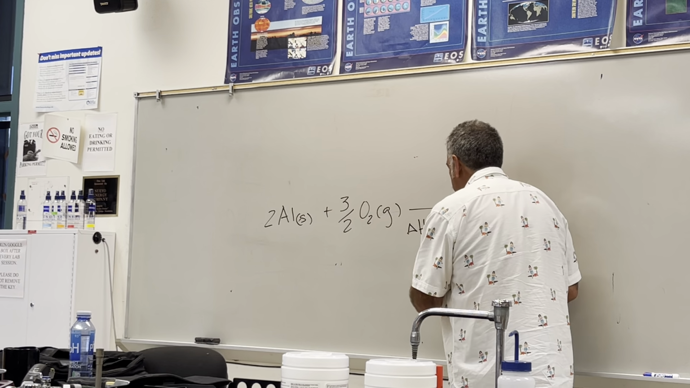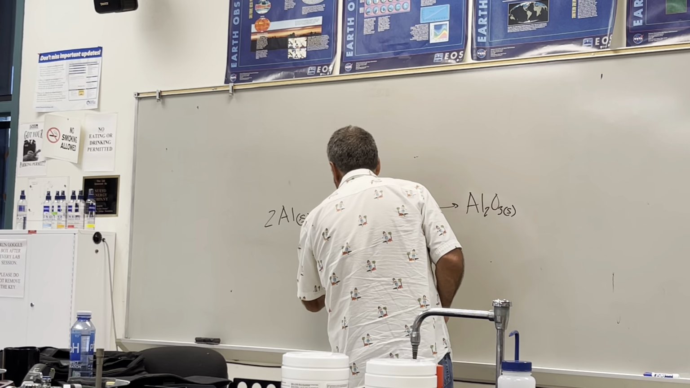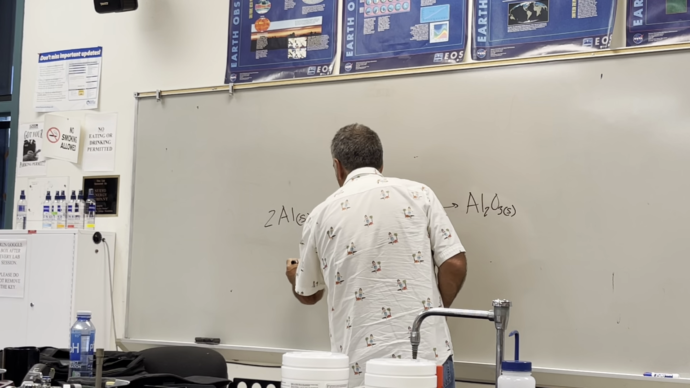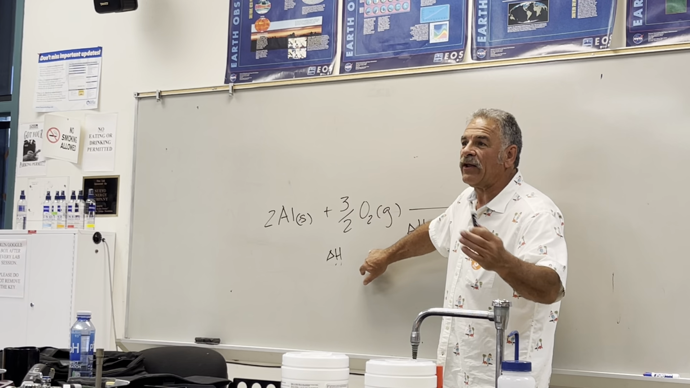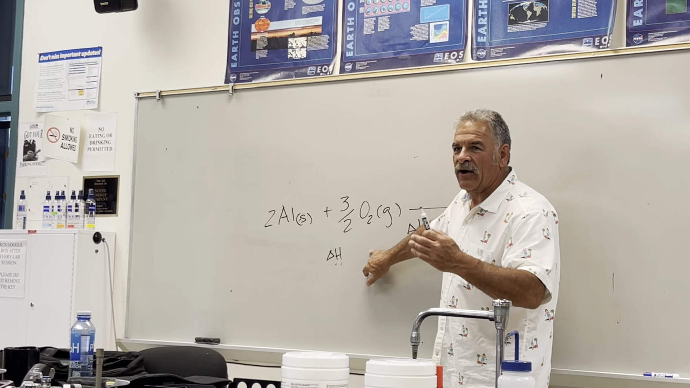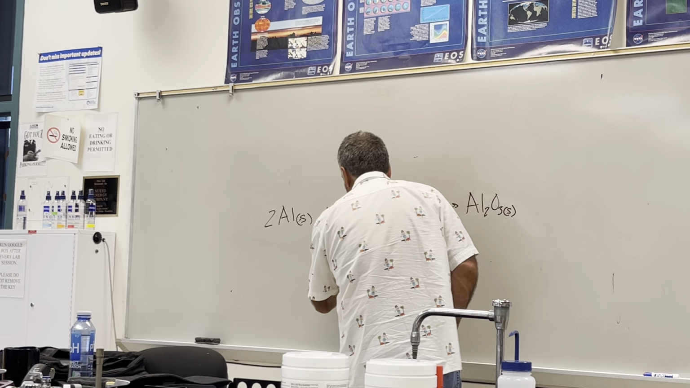So that f is delta H of formation, heat of formation, right? We also know that delta H of formation is just what? Q at a constant pressure. So delta H of formation.